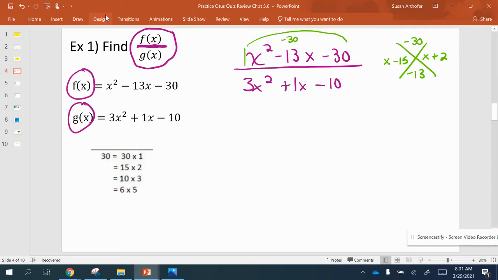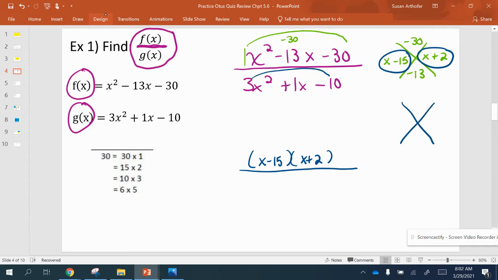Okay, so I'm going to start working my answer here. On the top, I have 2 parentheses, and I'm going to put in x minus 15 and x plus 2. And then I'm going to go ahead and start working the bottom one. So I multiply front and back. This again gives me negative 30. What multiplies to negative 30 and gives me a positive 1?